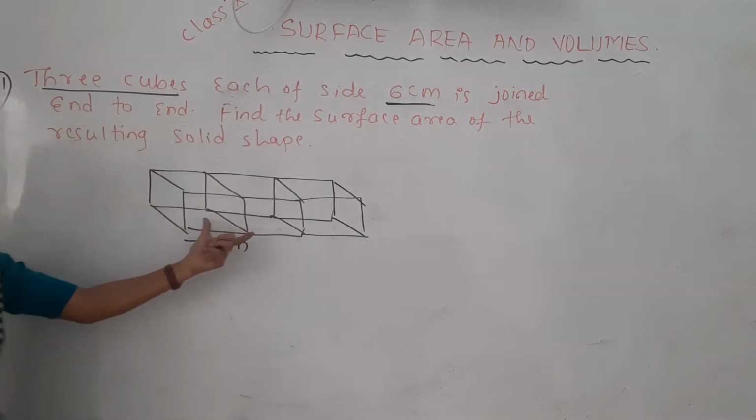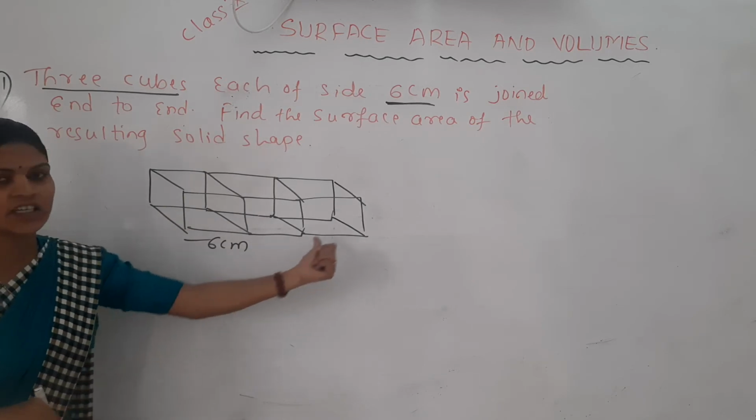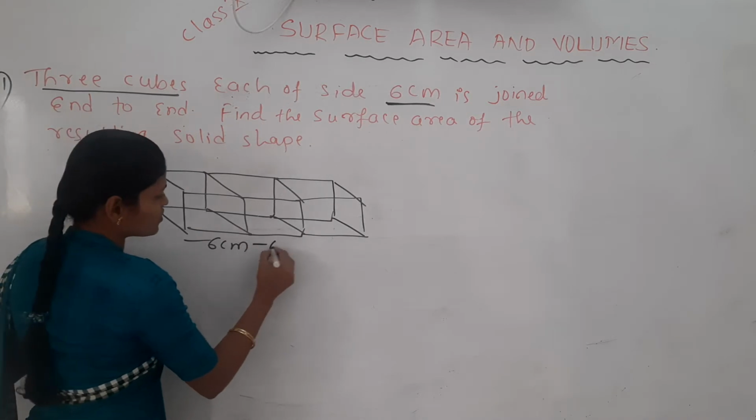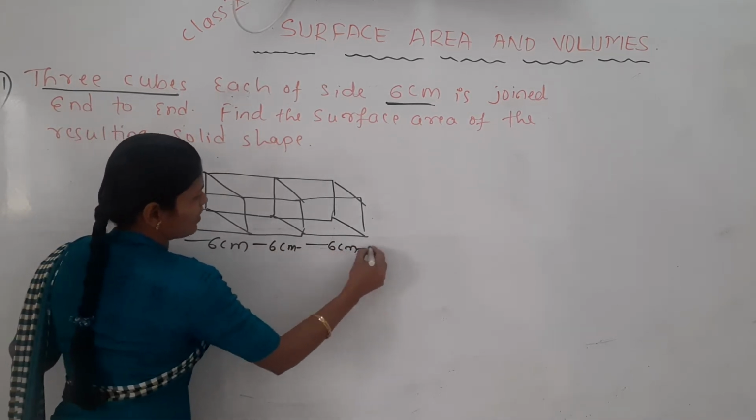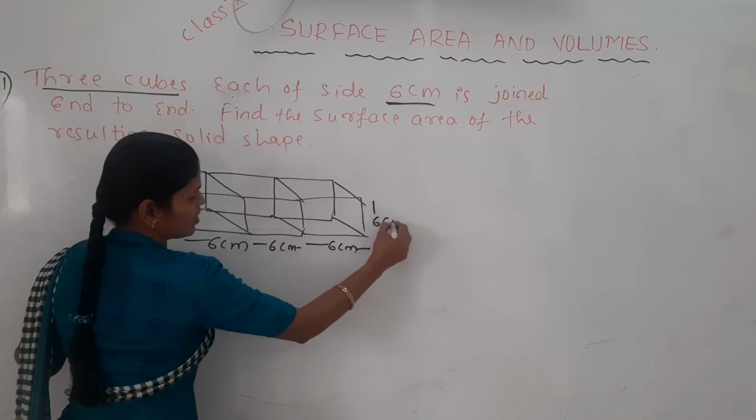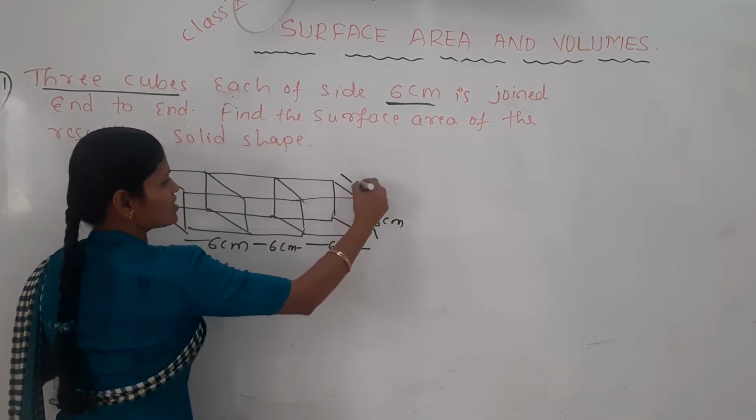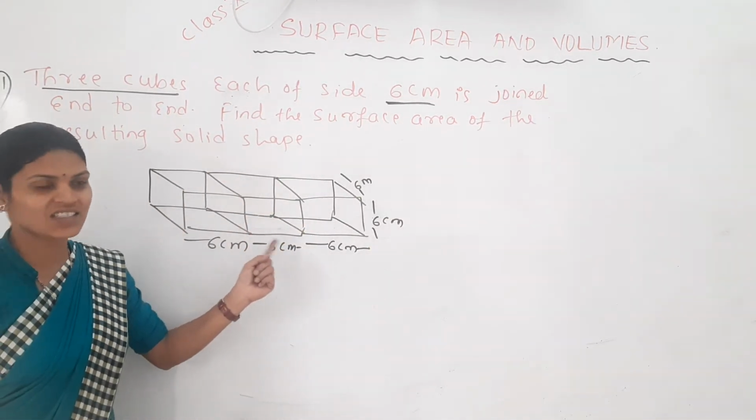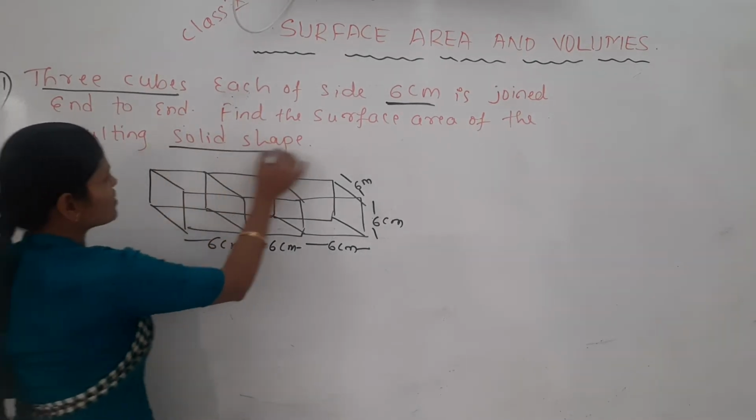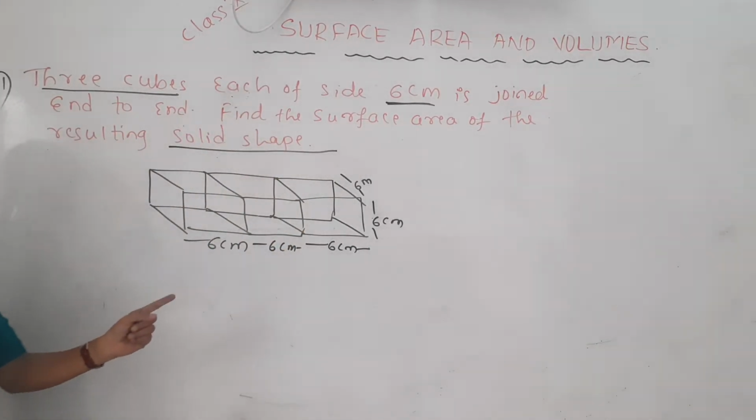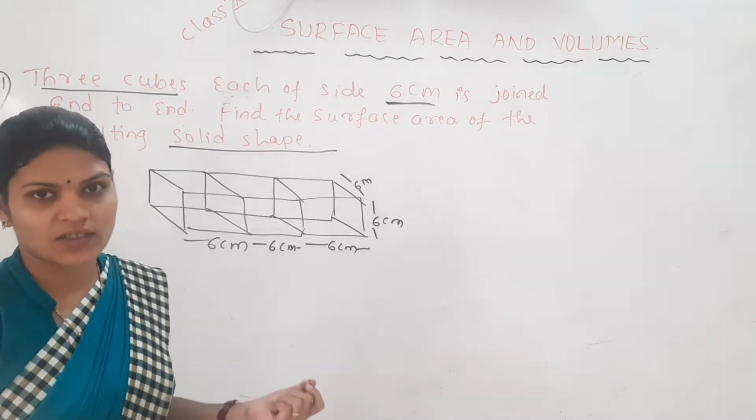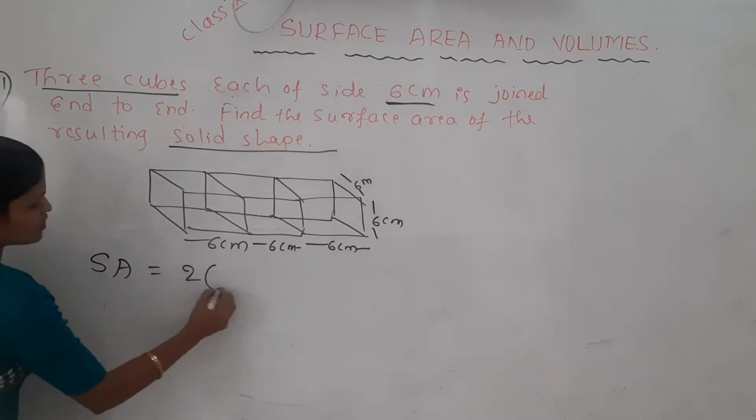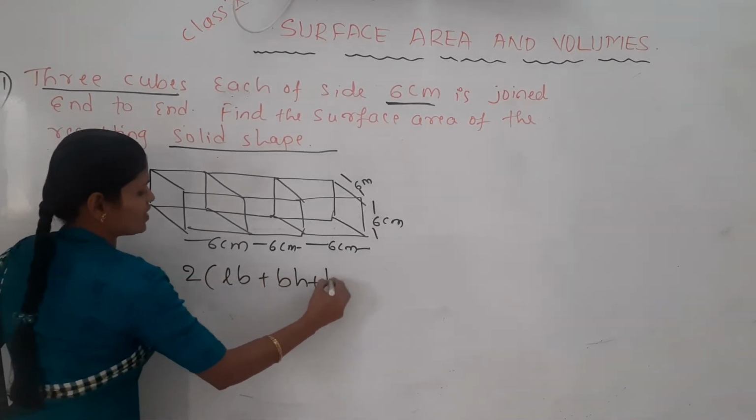So first we have to find the surface area of this resulting solid shape. This resulting solid shape, it becomes here also 6 centimeter, 6 centimeter, and its height is 6 centimeter. Then this we will consider as a breadth. So totally we will get which shape here? Cuboid shape. You know how to find the surface area of the cuboid. So what is the formula to find the surface area of cuboid? 2 times of LB plus BH plus HL.